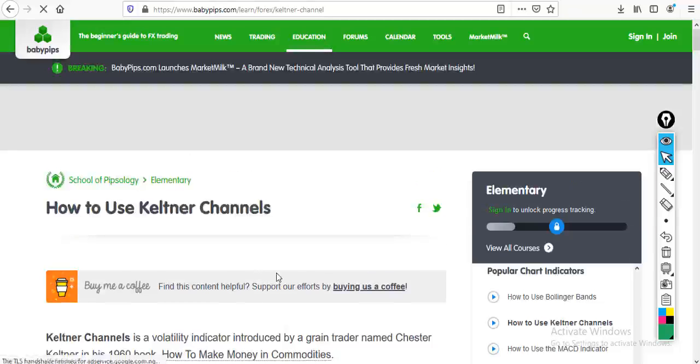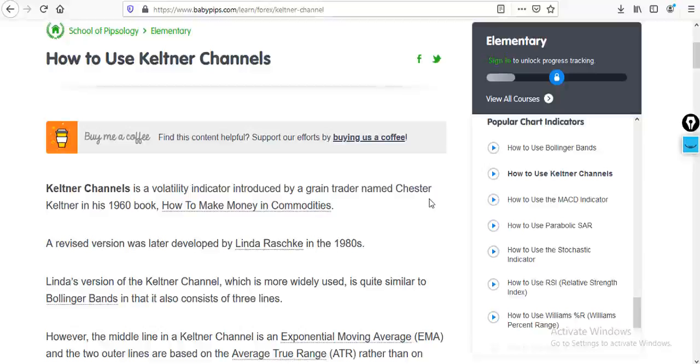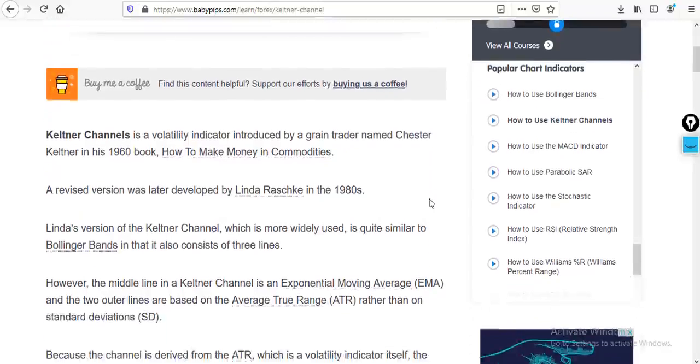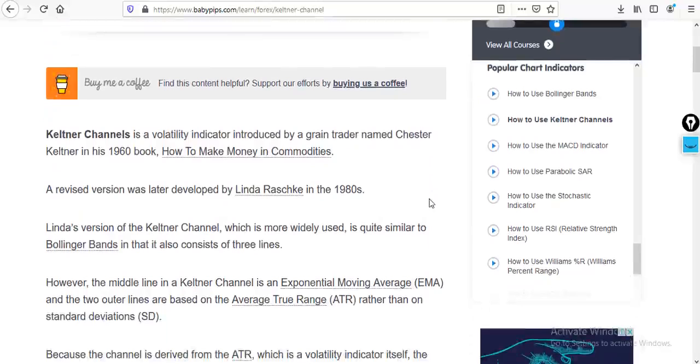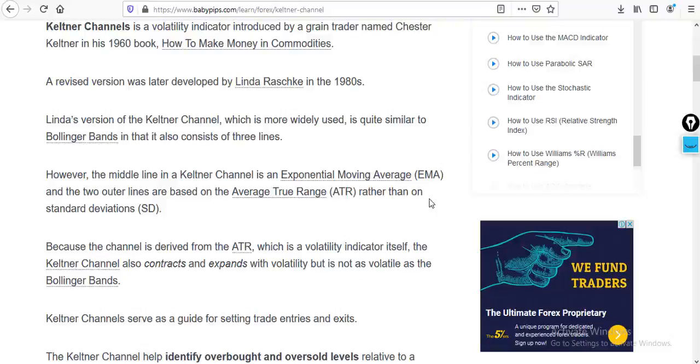Next is the Keltner channel. So how to use the Keltner channel. The Keltner channel was developed by Keltner in his 1960 book, How to Make Money in Commodities. However, it was further revised and developed later by Linda Raschke in the 1980s. The Keltner channels indicator is almost like the Bollinger Bands. However, the middle line of the Keltner channel is an exponential moving average, whereas the lines at the top and at the bottom are not just moving averages, they are based on the average true range.